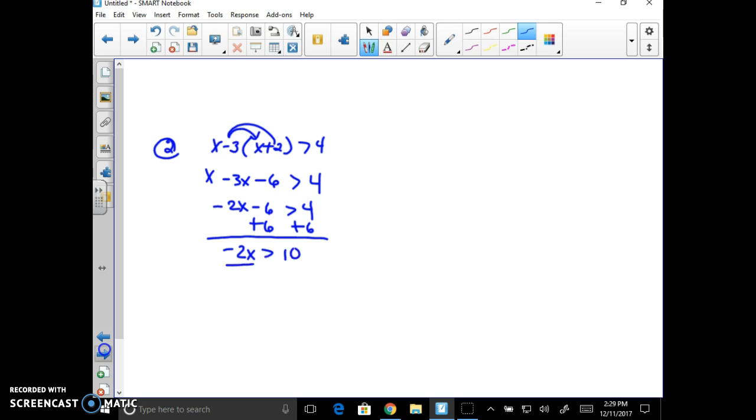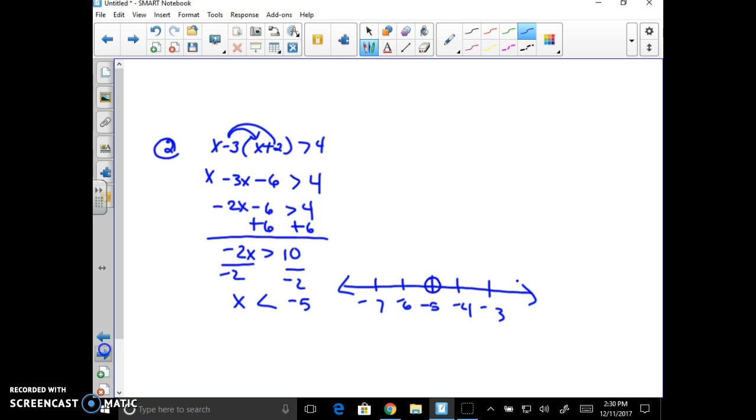And now we're going to divide by a negative 2, so the inequality symbol gets reversed, and then we get x less than negative 5. So let's draw our number line. Negative 7, negative 6, negative 5, negative 4, negative 3. So open circle at negative 5, and everything that's less than negative 5, so you shade in that direction.